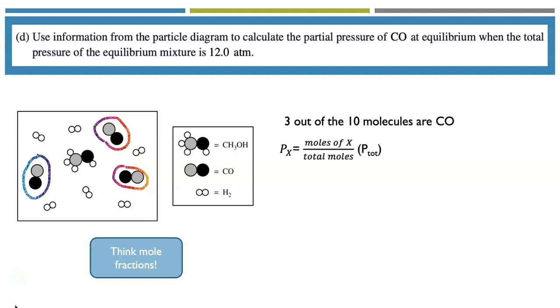The pressure exerted by gas X is the moles of X over the total moles, or my mole fraction, times the total pressure. So I can do 3 over 10 times 12, which will give me the partial pressure exerted by just the carbon monoxide molecules, and I get an answer of 3.6 atmospheres. This is what I needed to do to earn the 1 point for this part. Make sure, of course, you've got that work shown and not just an answer appearing out of nowhere.